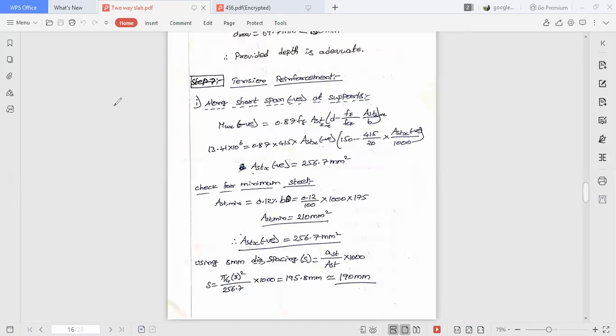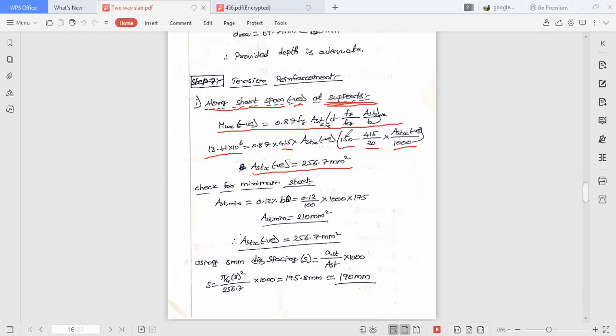Okay, and let us calculate. First, along short span, negative. What do you mean by negative? At the support. Now the procedure is, the formula is same, nothing will change. Substitute that moment value and substitute grade of steel and grade of concrete, depth of slab, width of slab, everything. And by just solving the above equation, we get Ast x negative as 256 mm square.